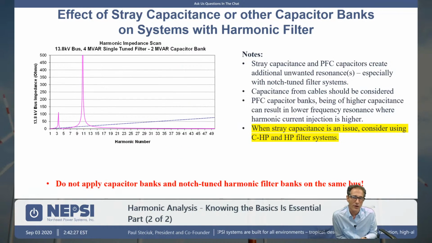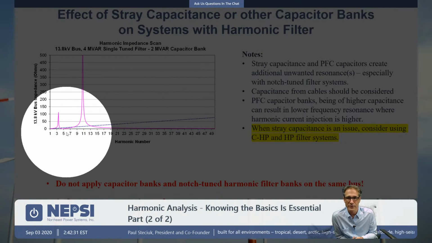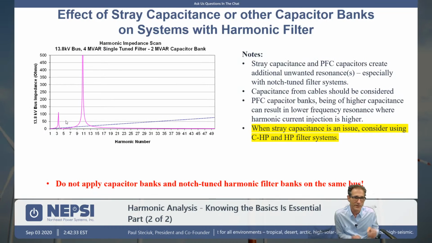Another thing that we often see is a harmonic filter is installed on the system, and the concept here, the customer will say, okay, I install a filter, I've corrected the harmonics problem, and now I can install less expensive capacitor banks.